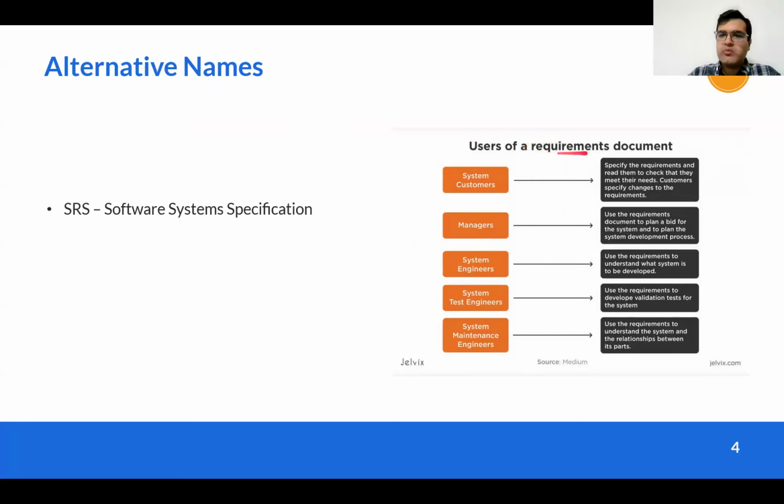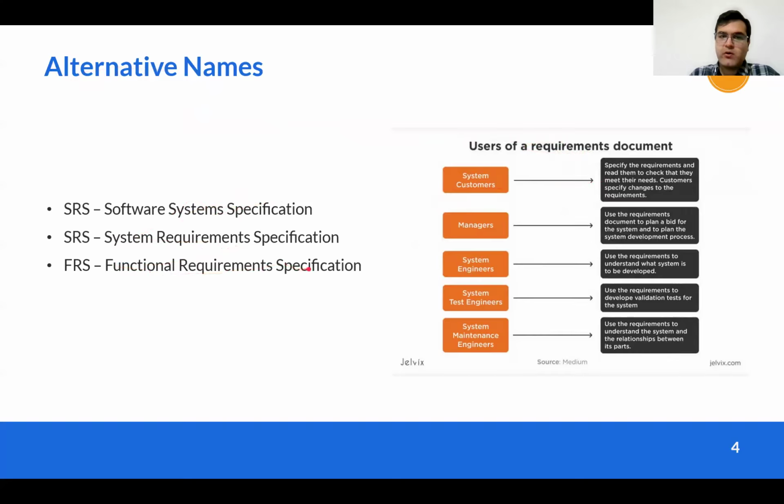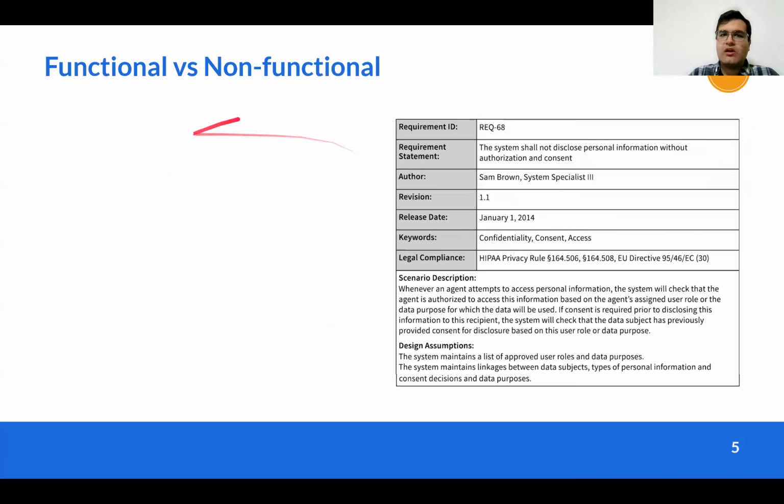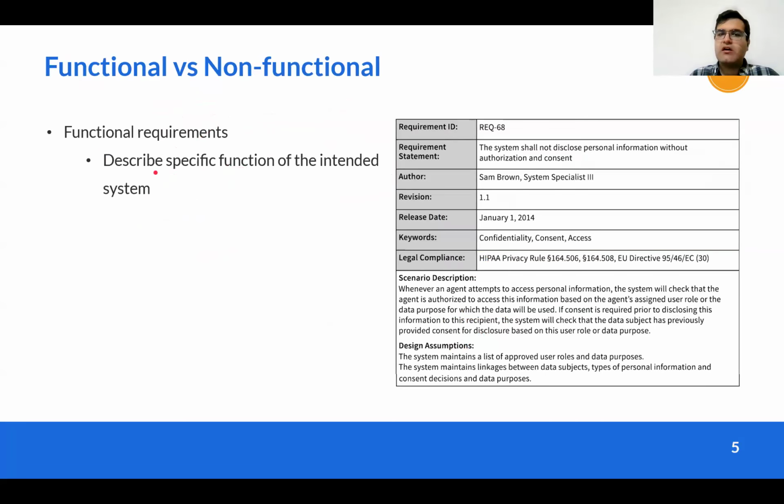So requirement specification can also be called a software system specification, system requirement specification, functional requirements, business requirements, functional design, and all these names basically refer to the same thing. There might be minor differences, but generally it's referring to the same thing. So what's the difference between functional and non-functional? Functional requirements refer to specific functions that the system will have. Another word for that would be features.